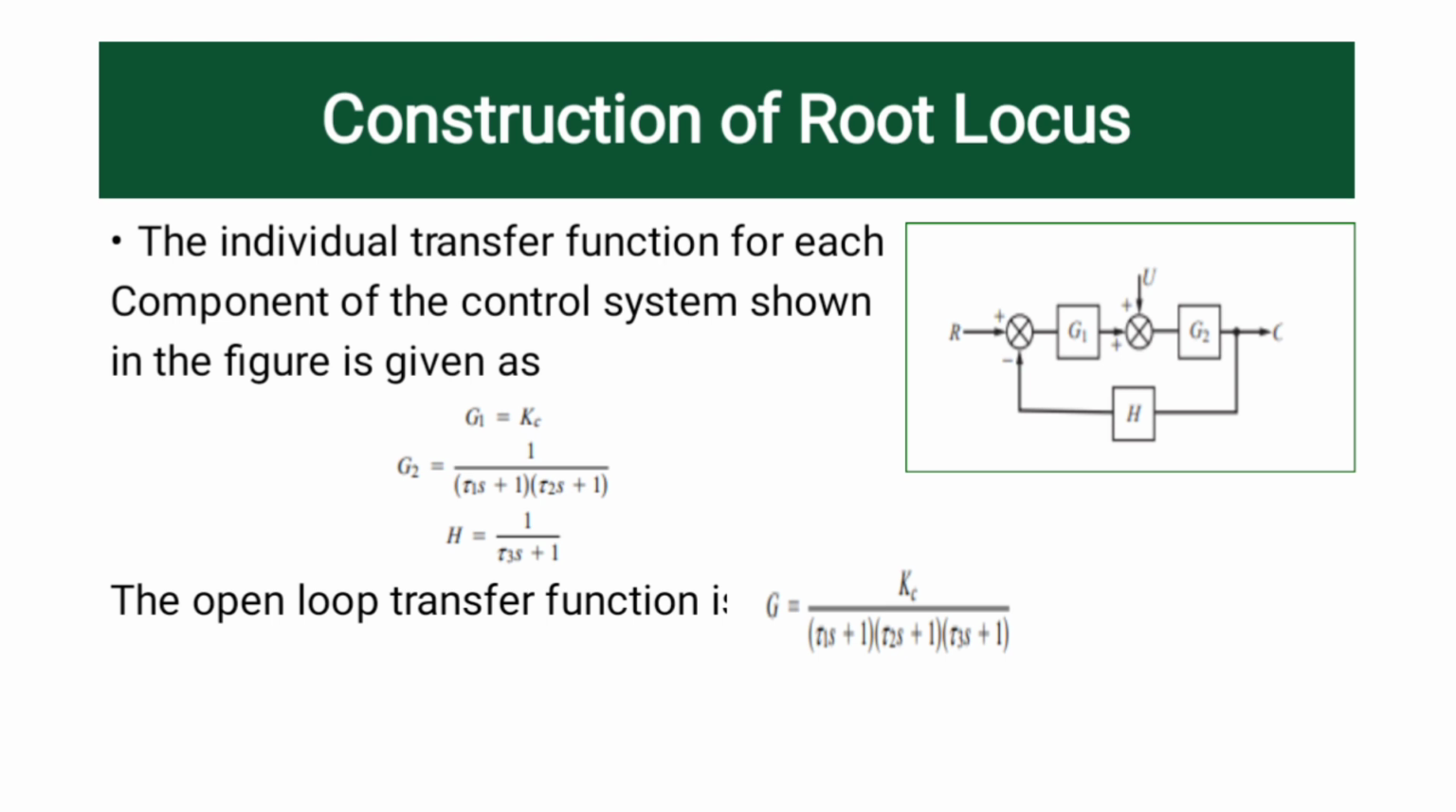Construction of root locus. Let us consider the control system given in the block diagram. The individual transfer function for each component shown in the figure is given as G1 equals Kc, the controller. G2 equals 1 divided by (tau 1 s plus 1)(tau 2 s plus 1), the transfer function for the process. The measuring element is 1 by (tau 3 s plus 1). Therefore, the open loop transfer function G is the product of all the transfer functions, that is Kc divided by (tau 1 s plus 1)(tau 2 s plus 1)(tau 3 s plus 1).